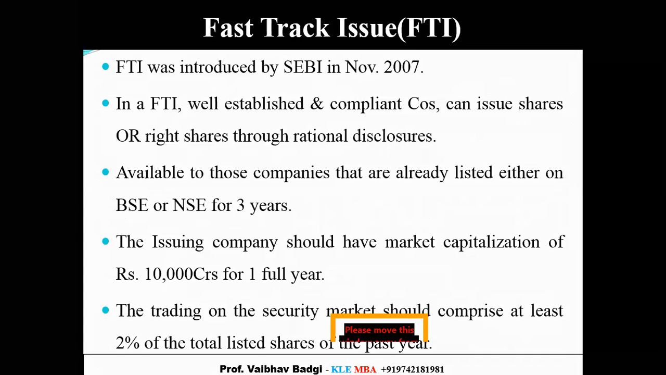So let us try to understand who are the companies who are eligible to issue shares through FTI and what is the amount of money that they can generate out of it. Okay, so look at the second point. It says in a FTI, only well-established and compliant, that means legally compliant companies can issue shares or rights shares through this particular offer. Okay, so any new company is not eligible. A company should be well established. When I say well established, I clearly mean to say large market capitalization companies. Okay, companies which have a market capitalization of somewhere in the range of around 10,000 crores and above, only they are eligible for fast track issue, right?